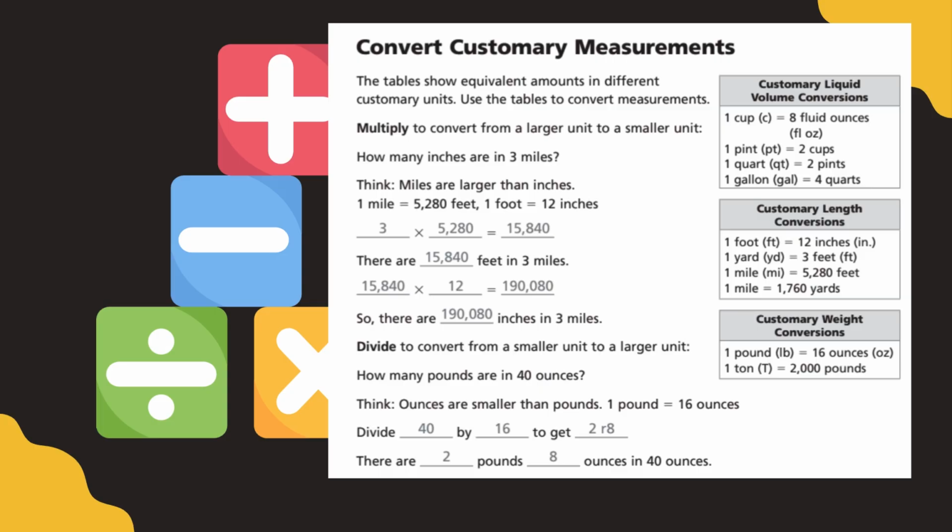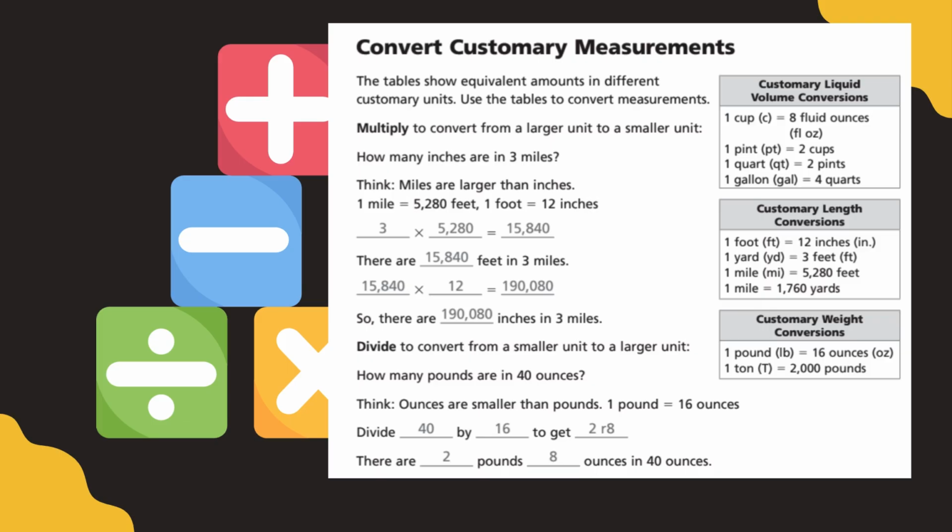For your last assignment, convert customary measurements. The tables show equivalent amounts in different customary units. Use the tables to convert the measurements. Multiply to convert from a larger unit to a smaller unit. How many inches are in 3 miles? Think. Miles are larger than inches. 1 mile equals 5,280 feet. 1 foot equals 12 inches.